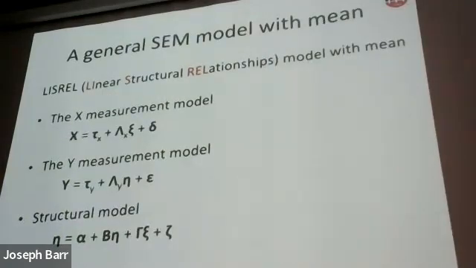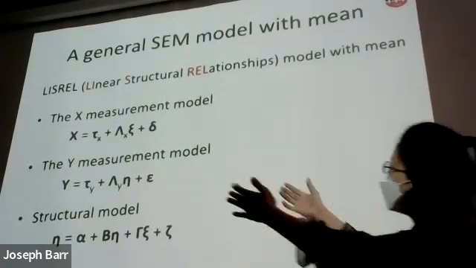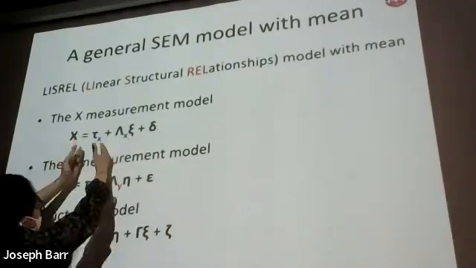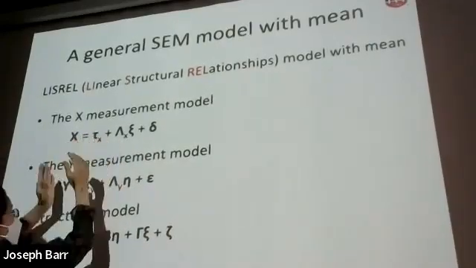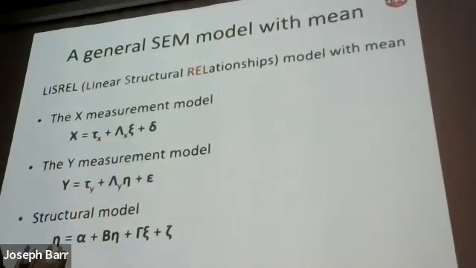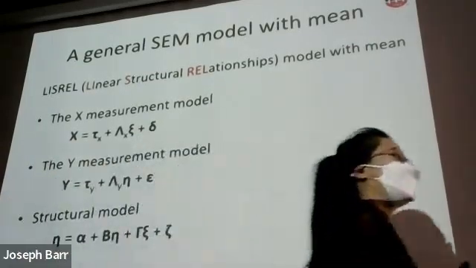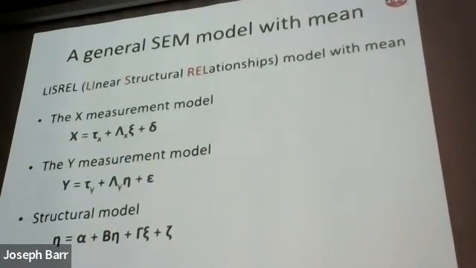But if we consider the mean part, then we have the intercept part: mean of x, mean of y, and the mean of the eta part. So these are the covariance part, and we also have the mean part. Combine them together, it's a SEM. We have 3 equations for SEM, 2 measurement models and 1 structural model.